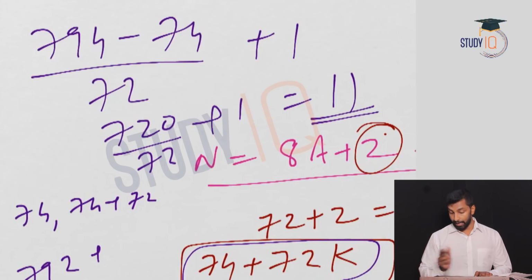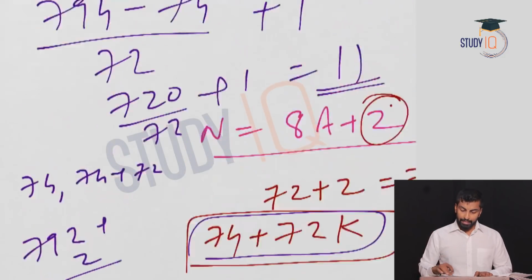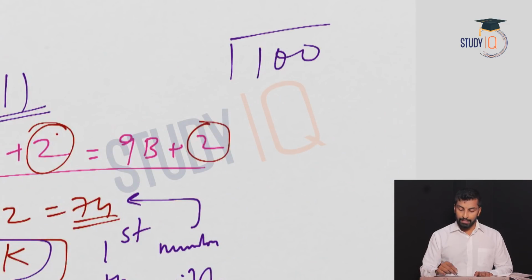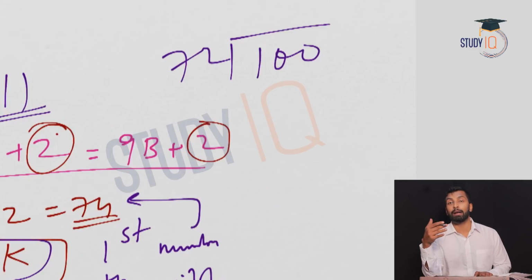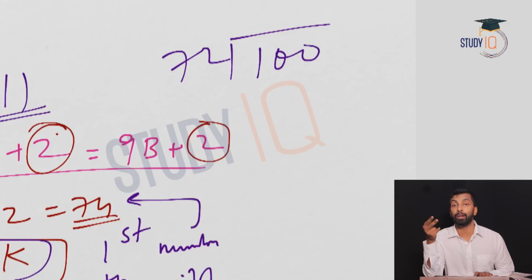11 terms are there. Now instead of 800, they can ask you 1000. Then what will you do? You just divide 1000 by 72 and see what the remainder is. Subtract the remainder, you get the multiple of 72. Then add 2. What we need is the multiple of 72, then you need to add 2. I hope this is clear for all of you. Now, let's look at the second type.